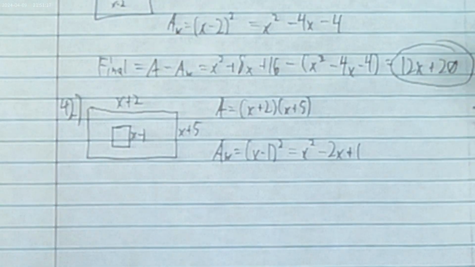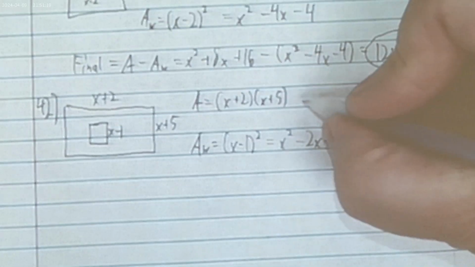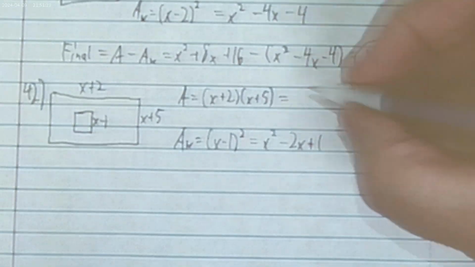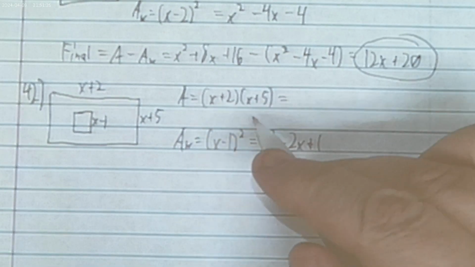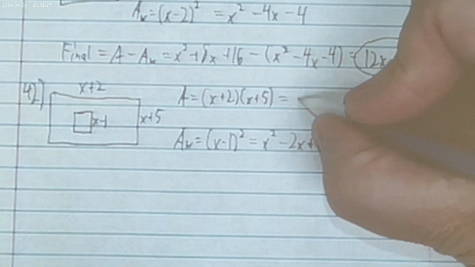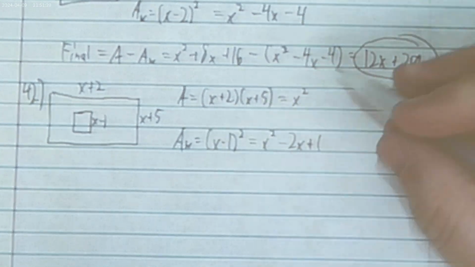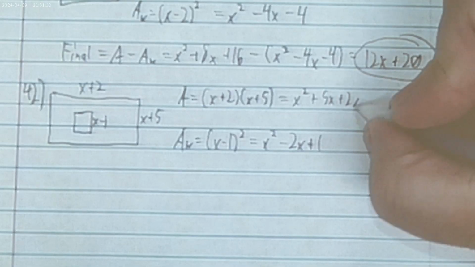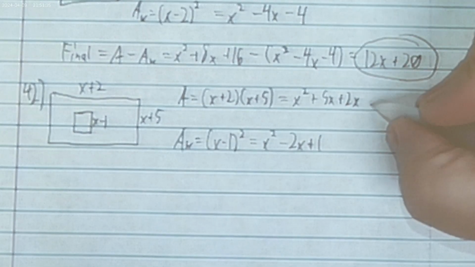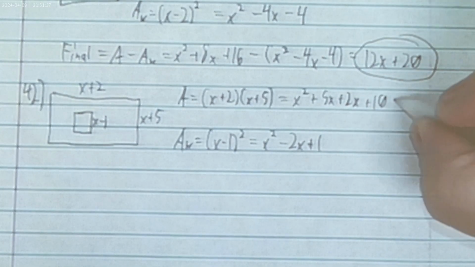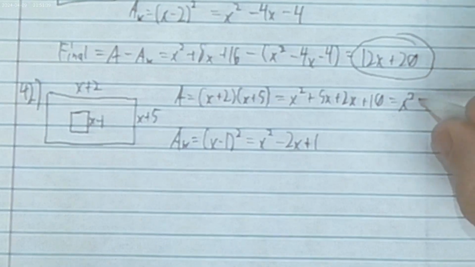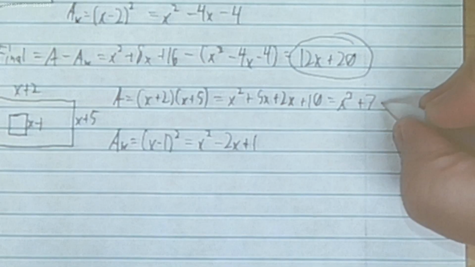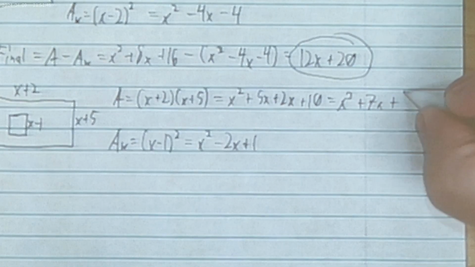There are a couple of different ways we could go about doing this, but the fastest, cleanest way, I think, is the FOIL method. First gives x squared, outside gives me 5x, inside gives me 2x, and last gives me 10. So that's x squared plus 7x plus 10.